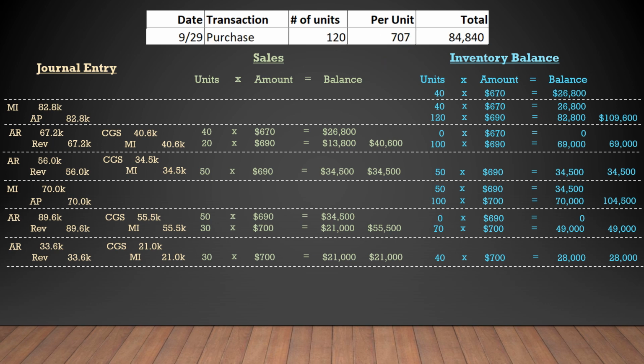On September 29th, we finished the month with one last purchase of 120 units at $707 per unit. So we debit merchandise inventory and credit accounts payable for that product of $84,840. Add that newly acquired inventory layer to what remains from our previous one, and we have ending inventory for the month of $112,840.